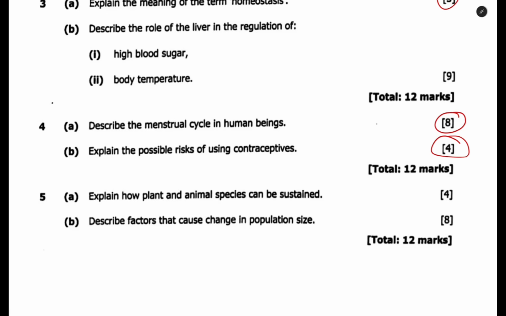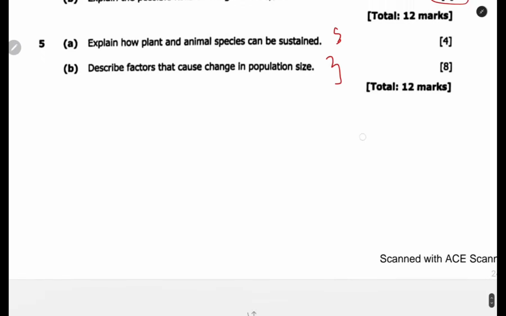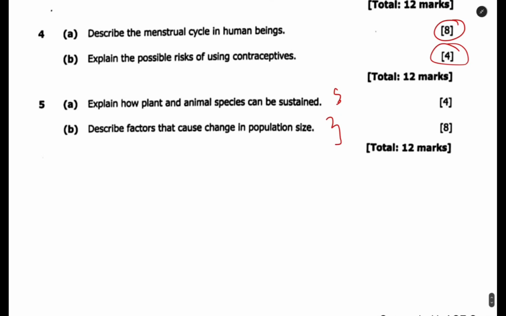Then question 5, explain how the plants and animal species can be sustained. Describe the factors that cause change in population. So this is population, but this seems as if it's on conservation. So please make sure that you go through these questions. So that is where we end.